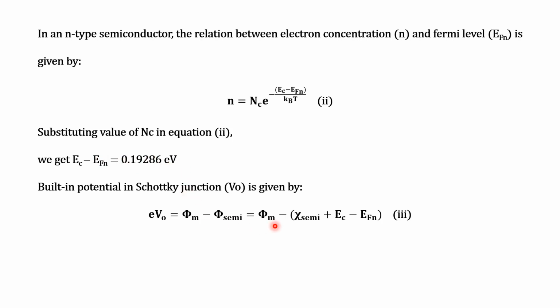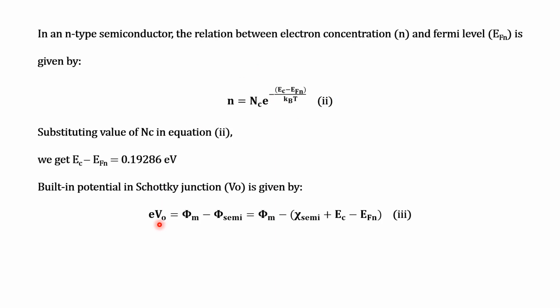The phi m is given to us, chi of the semiconductor is also given to us. So this is the important part. Once we find out Nc using the intrinsic carrier concentration equation, it has to be substituted such that we can find out Ec minus Efn.